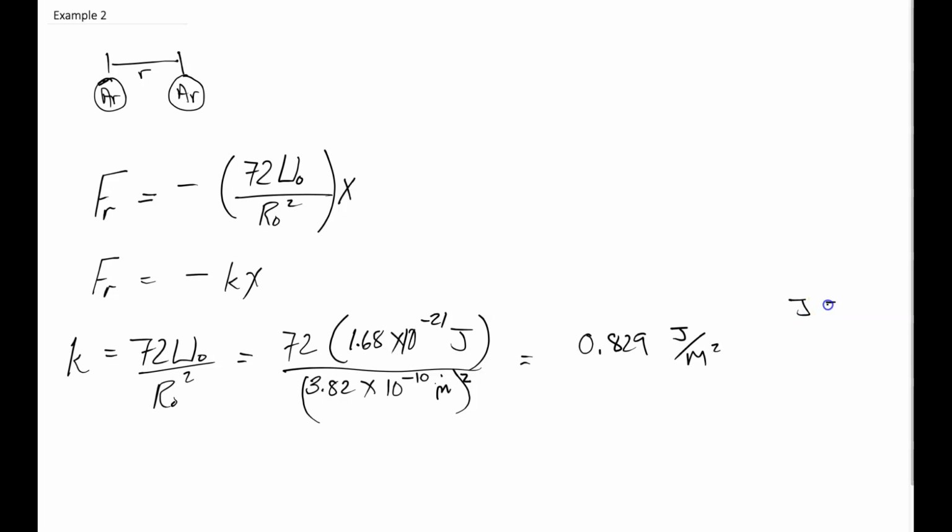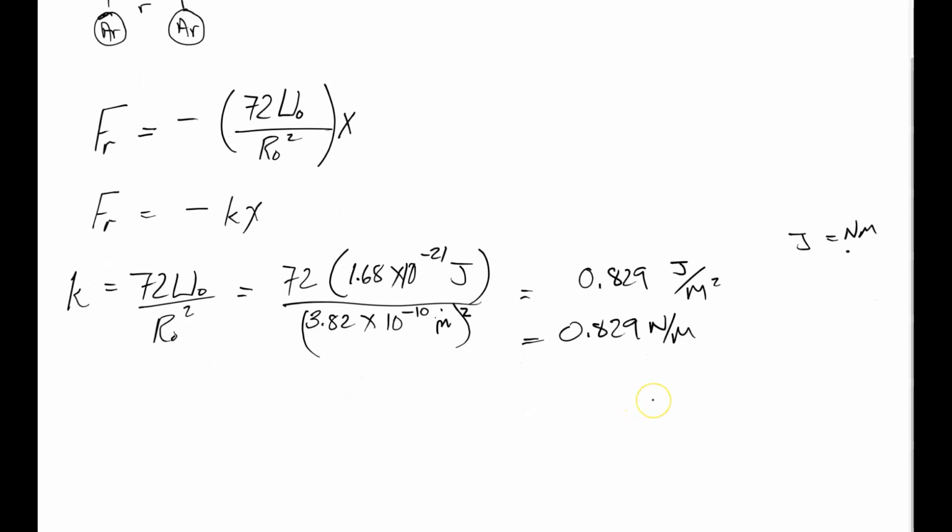Keep in mind that a joule is a Newton meter. So this is the same as 0.829 Newton per meter, which is what we're used to for a spring constant, so they even have the same units.